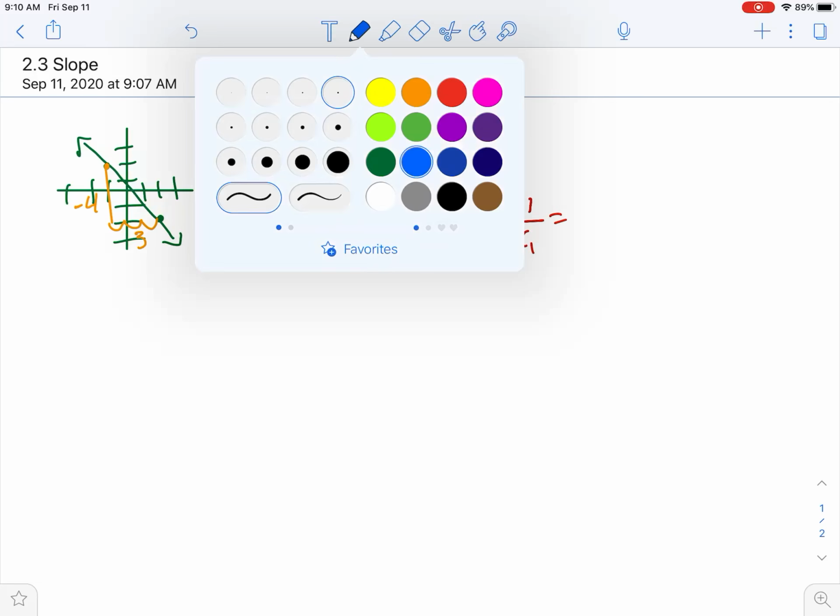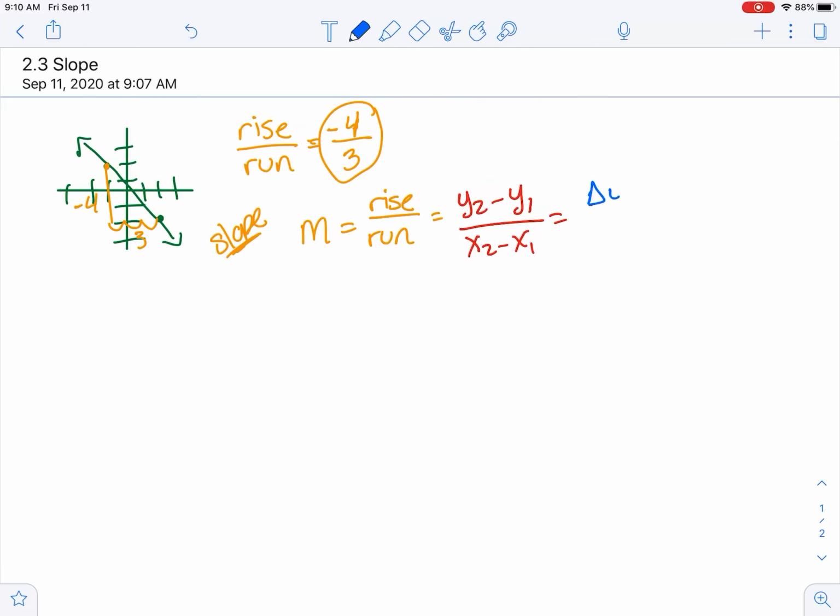You will actually also see it, if you take higher level math, as the change of our y's over the change of our x's, okay? So y's on top, x's on the bottom. Why? Because y's are up and down, x's are side to side. So you definitely need to know it's rise over run. You definitely need to know this equation right here. The change of y's over change of x's helps some people. You don't have to completely understand that yet, okay?